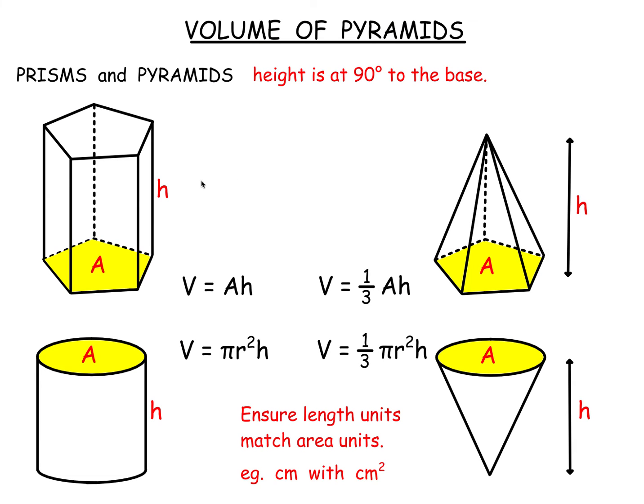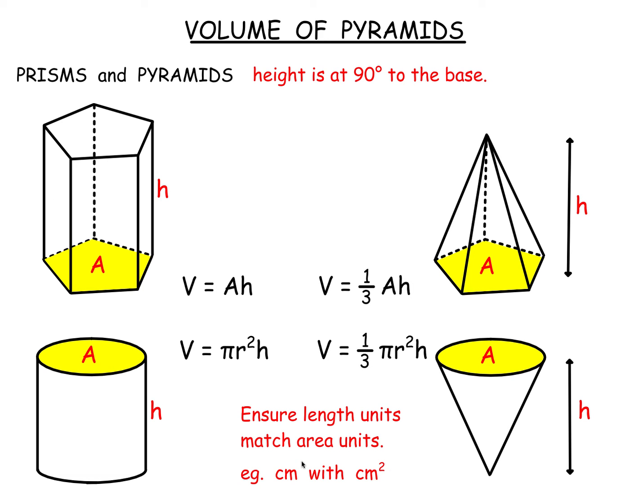So here's what the results are. On the left are the prisms. We've had this from the first video, V equals AH and V equals pi r squared h for a cylinder. So for a cylinder we just replace the area by pi r squared. It's a common formula here. There's a corresponding pyramid. Same area of base, same height, 1/3 the volume. So it's the same formula but with 1/3 sitting in front.